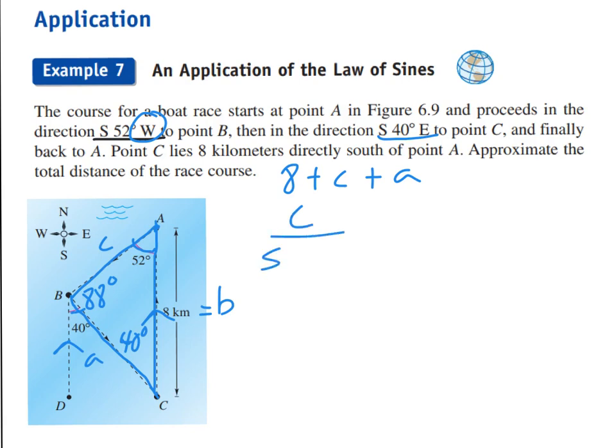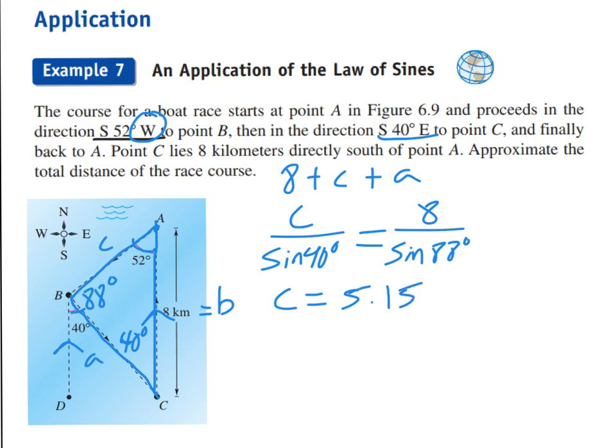Side length C over the sine of 40 equals 8 over the sine of 88. Multiply both sides by the sine of 40 degrees. And side length C would be about 5.15.